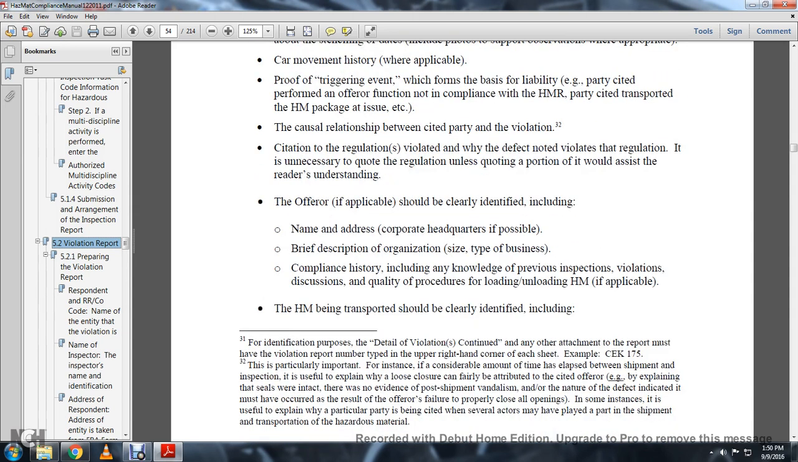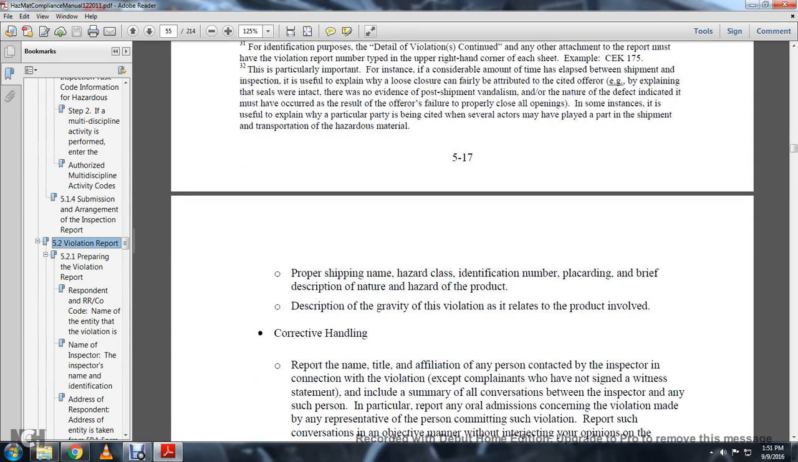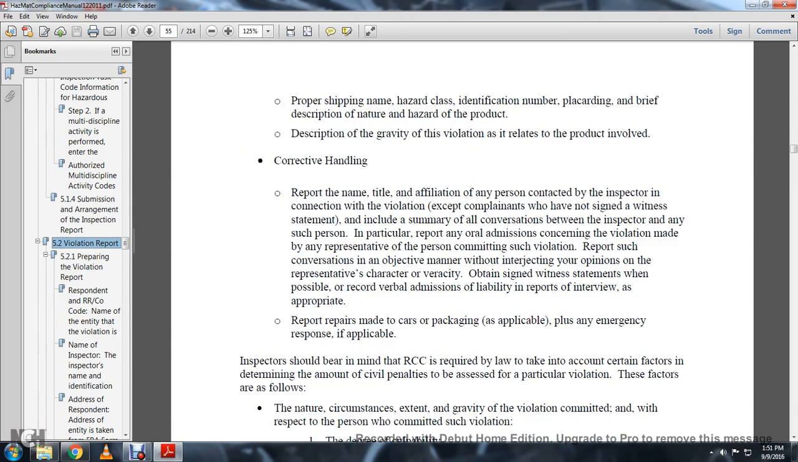The hazmat material involved in the transportation should be clearly identified, including proper shipping name, hazard class, identification number, placard information, and a description of the nature and hazard of the product involved, and the gravity of the violation as it relates to the product.